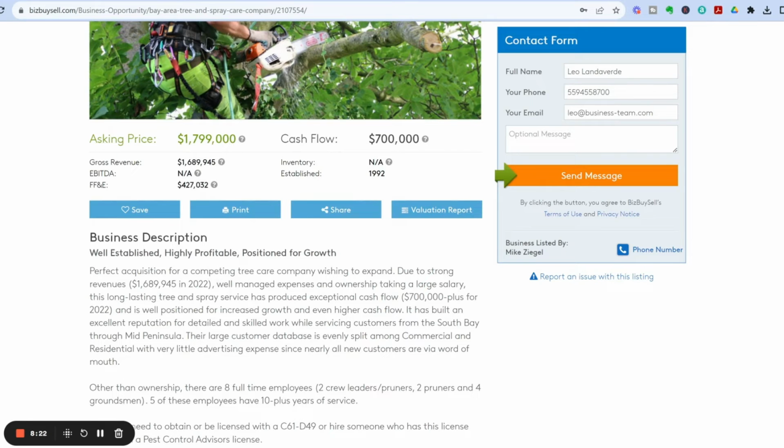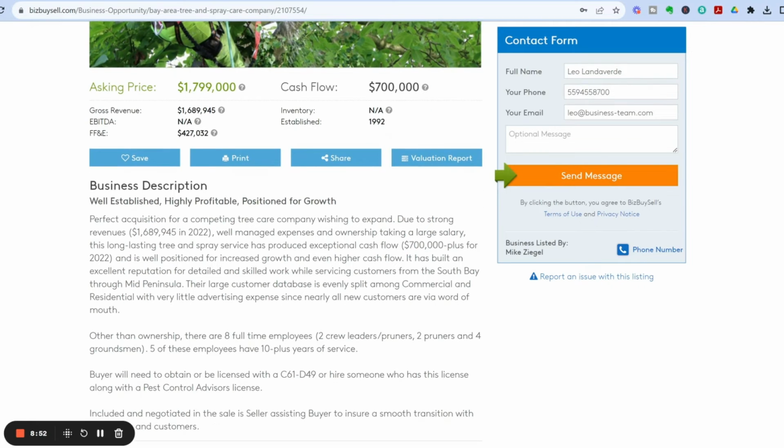Well-established, highly profitable, position for growth, good. Perfect acquisition for a competing tree care company wishing to expand due to strong revenues. Yep, 1.6 is pretty good. Well-managed expenses, ownership taking a large salary. This long-lasting tree and spray service produced an exceptional cash flow of 700,000 plus in 2022, as well as position for increased growth and even higher cash flow. It has built an excellent reputation for detailed and skilled work while servicing customers from the South Bay through the Mid-Peninsula. So this is a local business.